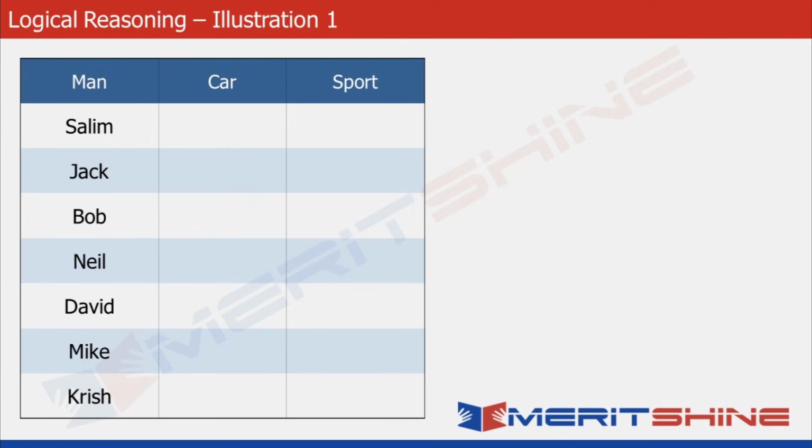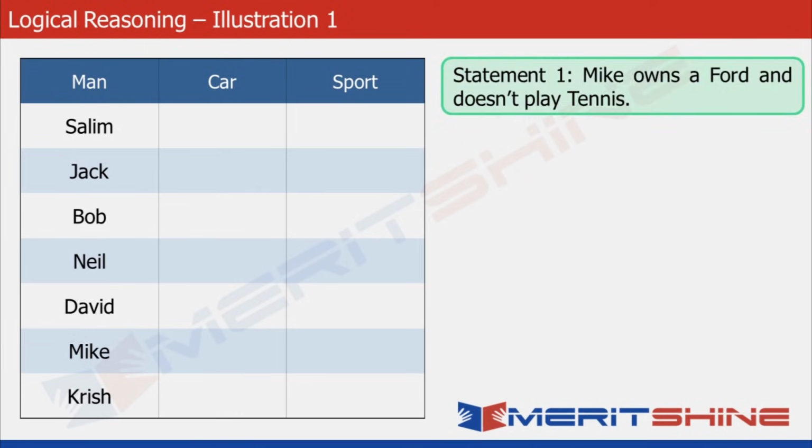Having filled the names column, we will now first try putting as much data in the table as can be filled directly. Let's first use statement 1. It says that Mike owns a Ford and that he doesn't play tennis. We will use only the first part of the statement at this stage, the Ford bit, and put this piece of data in the table. So Ford goes in the empty cell against Mike. We keep the second part of the statement aside for the moment and will come back to it later.